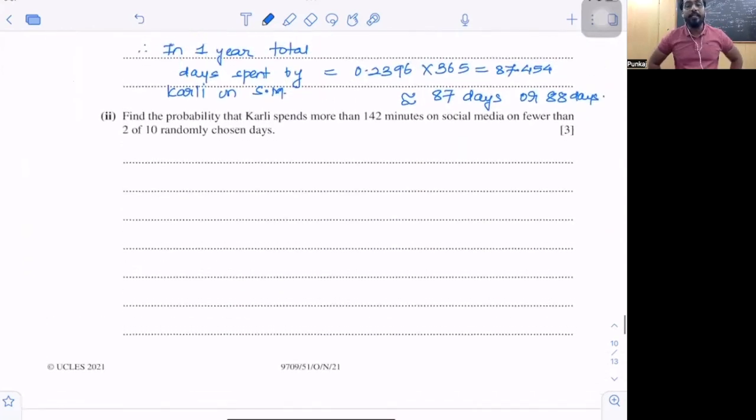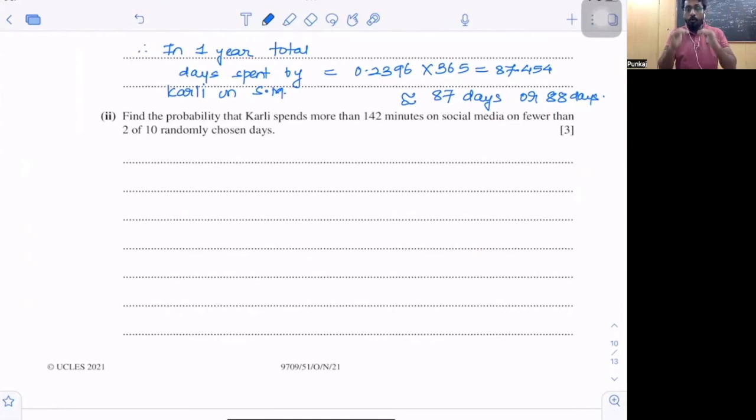Now find the probability that Carla spends more than 142 minutes on social media on fewer than 2 out of 10 randomly chosen days. So you want to now really understand, students. I have seen students struggling with identification of the questions, which question belongs to which topic. Now the first part was definitely of normal distribution, right? Out of 365 days, tell how many days Carla spends more than 142 minutes on social media. So n was pretty large. It was 365 days. So what I did was I simply got the probability when Carla will be spending more than 142 minutes on social media. I got the probability, and that probability I simply multiplied with the total number of days, 365, right?